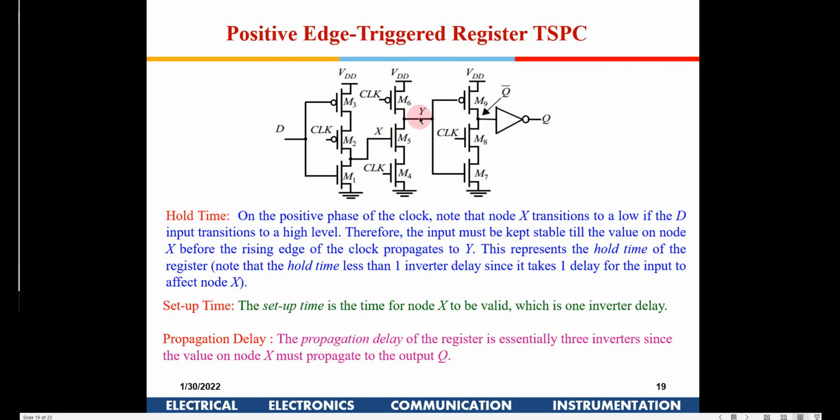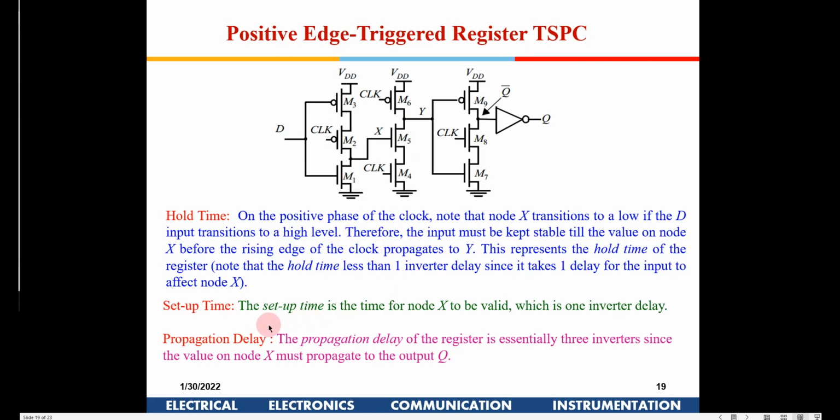So in case X is 1, then this Y has to be discharged to 0. So you can say that X has to remain constant, because if D changes while it is being discharged, then the correct data will not be transmitted. So X has to remain constant for 1 inverter delay time. So that is why the hold time is 1 inverter delay.